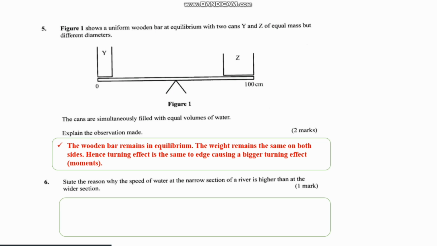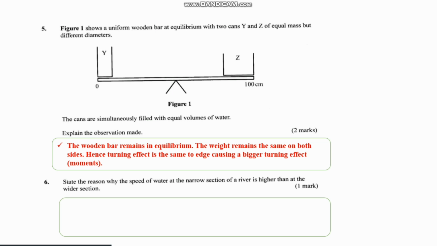When you have added water, the water exerts the same weight on the same sides, meaning that the wooden bar will remain at equilibrium. The sixth question reads, state the reason why the speed of water at the narrow section of a river is higher than at the wider section.